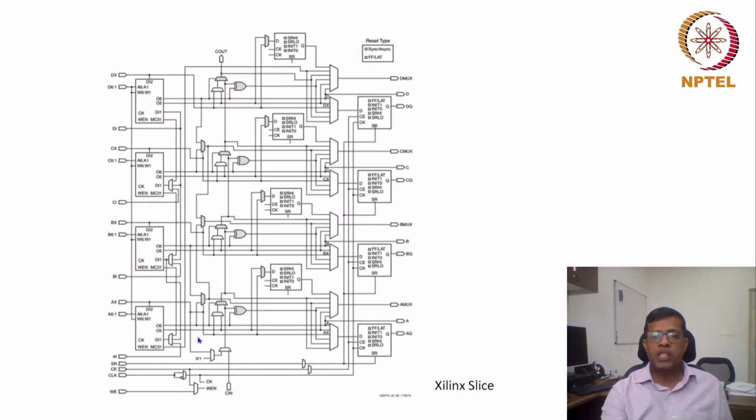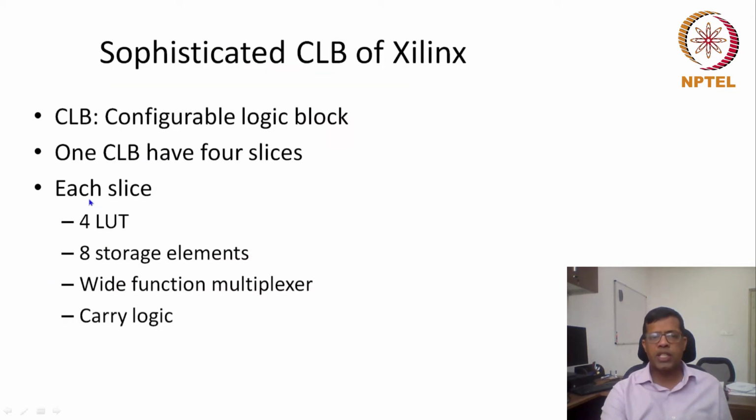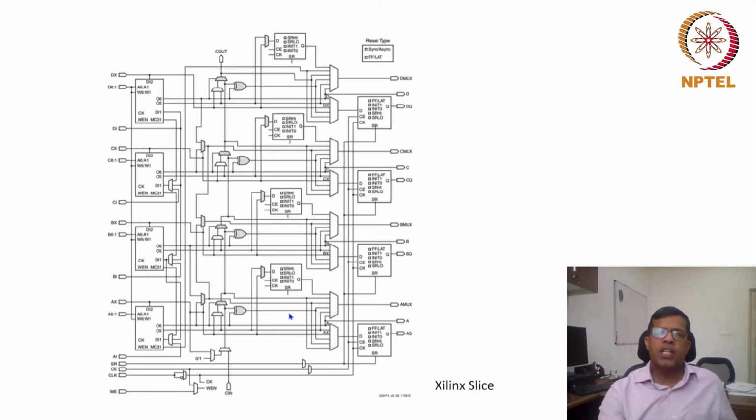Now this is the structure of one slice. Remember from our previous slide, each slice has 4 LUTs, 8 storage elements, a multiplexer and a carry logic. It is hard to understand at first. What we can see from this figure is that there are a lot of multiplexers and different kinds of XOR gates. To understand this, let's mark the different kinds of logic.